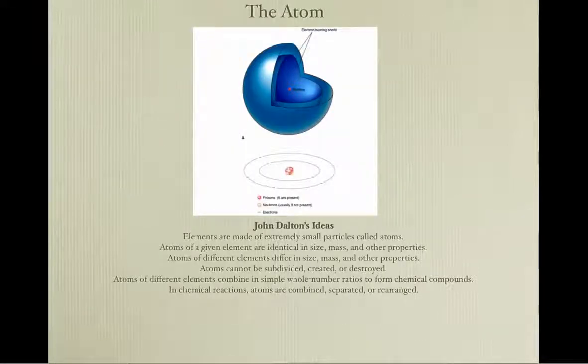Okay, first, the atom. Here is our model of it. Our model may be wrong, but it seems to work for now. All matter is made of compounds or elements. Compounds themselves are made of elements or atoms joined together. Atoms of each element are identical in size, mass, and other properties. One carbon atom is exactly the same as another carbon atom. Atoms of different elements are different in size, mass, and other properties.